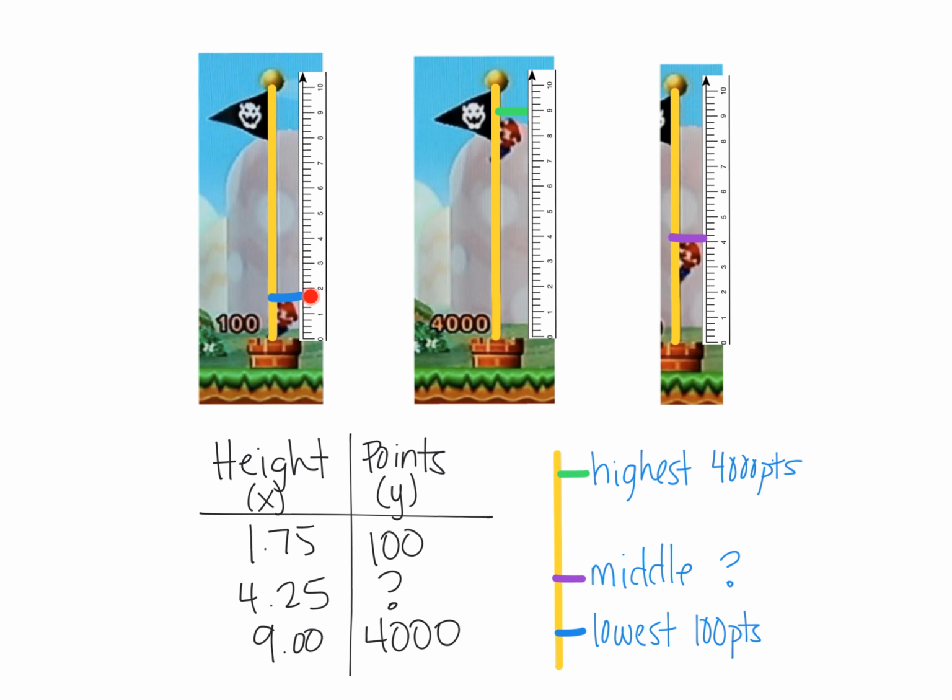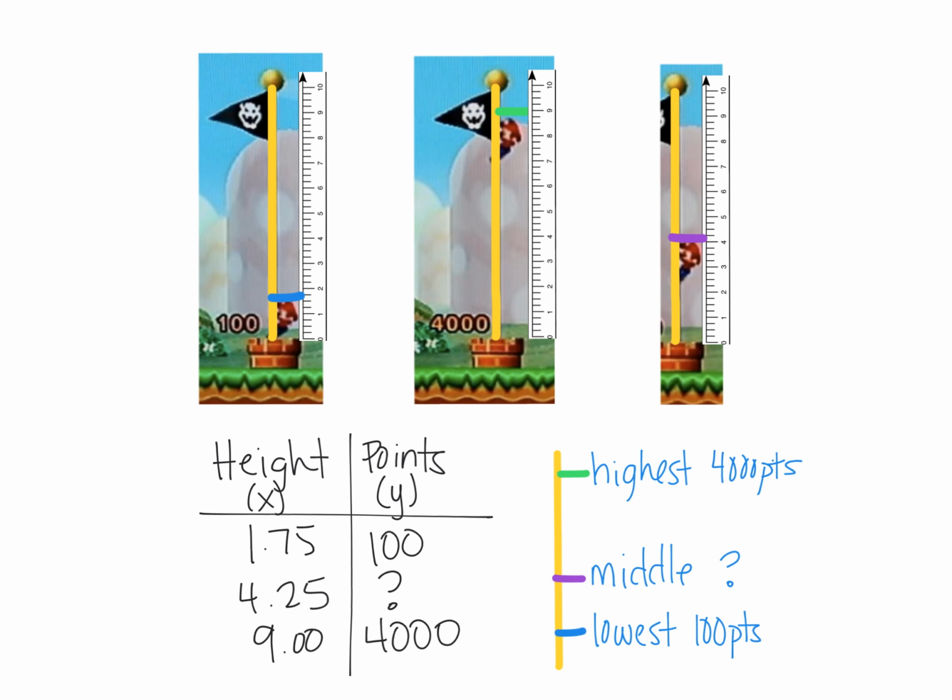So here we got 1.75 as the height in the first picture, and he scored 100 points. In the second picture I actually have down here 9, and then he scored 4,000 points. And then in the third picture, the one we don't know, it looks like about maybe 4.25, and we're trying to determine the number of points.